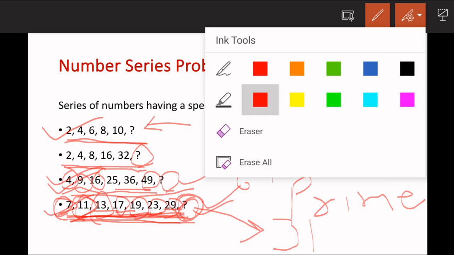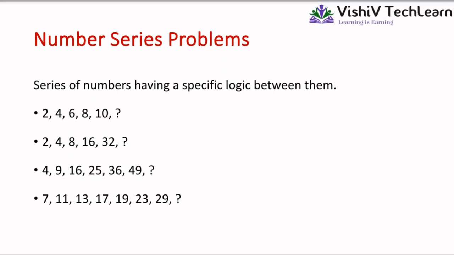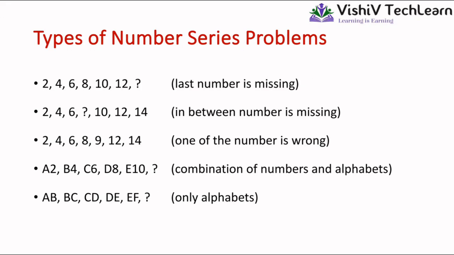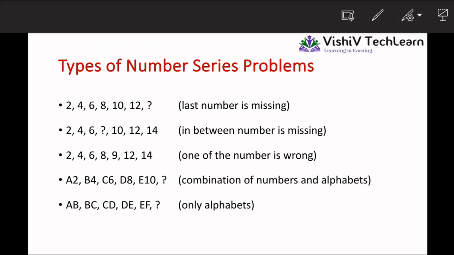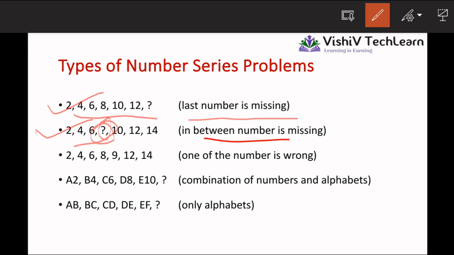and that is the answer of this number series question. Now let's go to the next part, types of number series problems. So before starting with number series, you should know what could be the different types. So this is the first type. In this, the question mark is placed at the last, and we have to find out what will be the number in place of this question mark. In the second type, the question mark may be placed in between. So that is the next type.